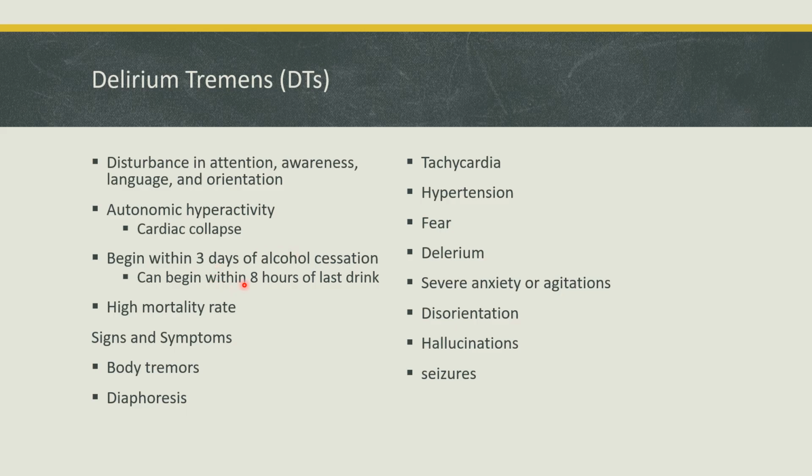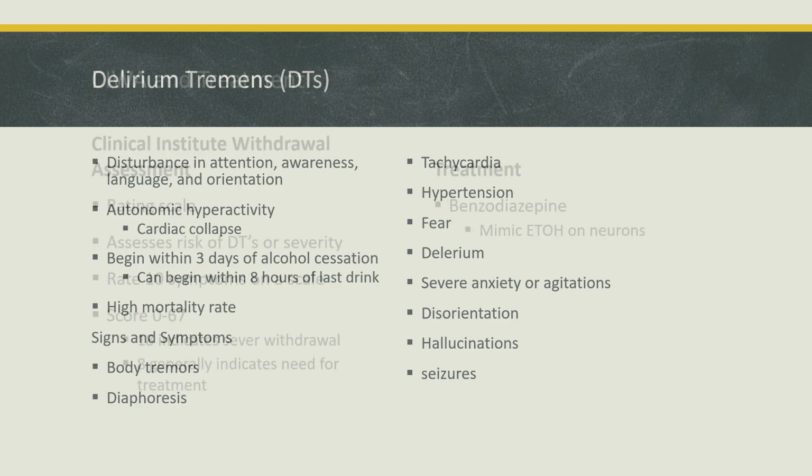This is usually within 3 days of their last alcohol consumption. For the most part, if we are 72 hours post their last drink, we're in the clear. For the most part, right? It depends again on your patient. Generally, after 72 hours they shouldn't be withdrawing anymore. But it can begin within 8 hours of their last drink. So they drank, went to bed, woke up, and they can be in DTs. Very high mortality rate. So again, these patients are going to be delirious, anxious, disoriented, having seizures, hallucinations, tremors, tachycardia, hypertensive, all that good stuff.